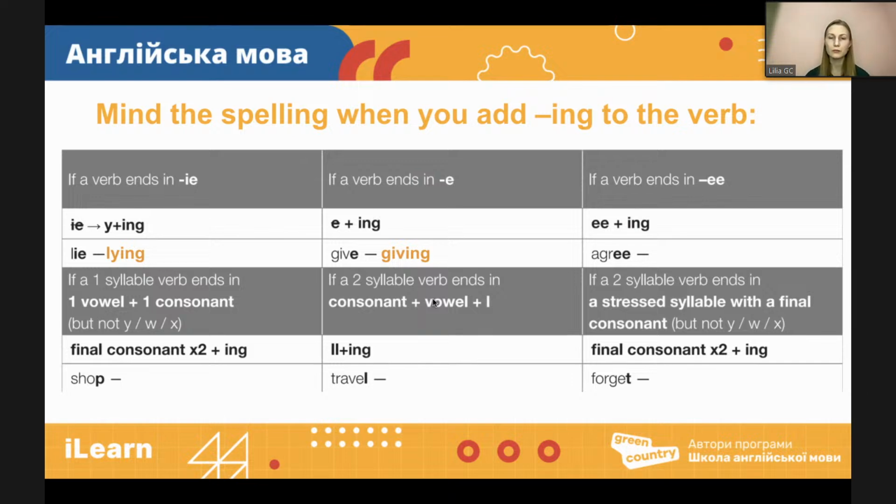Again, really briefly. So agree. I'm still waiting. Agreeing. So no changes in the word, we just add ing ending. Okay, what about the word shop? How would you change it? Shop. Again, let's try to write shopping.